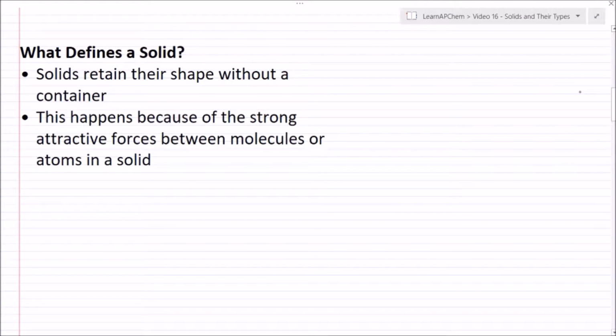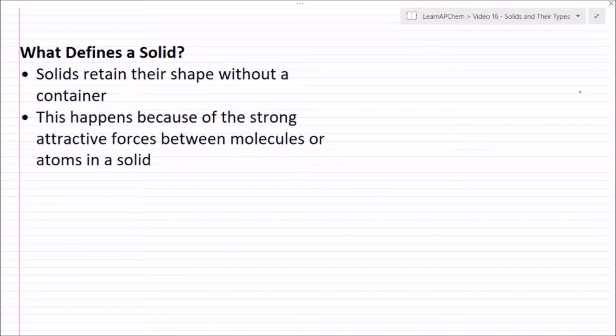Alright, so let's start by talking about what defines a solid. Well, the first property is that solids retain their shape without a container. So think of a block of wood. It's going to be shaped the same way whether or not it's in a container, and that's the defining property of solids. Now this happens because of the strong attractive forces between molecules or atoms in a solid.